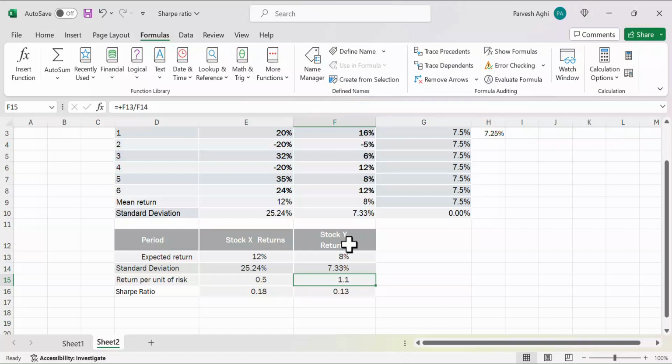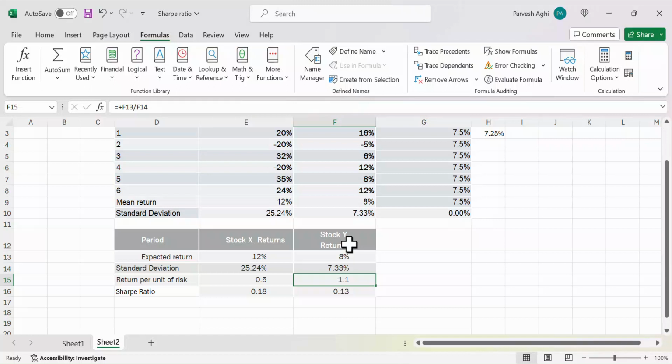So how much return do I get for one unit of risk. Okay. So which is better? I get 1.1% return per unit of risk in Y. In X, I'm getting 0.5 return per unit of risk. So I have to take more risk to get that return. So Y seems to be a better choice because this is less volatile and this is giving you higher return per unit of risk. How much return do I get for taking one unit of risk. Is that okay? Have you got it? So if you apply this formula, then we say stock Y is better compared to stock X.